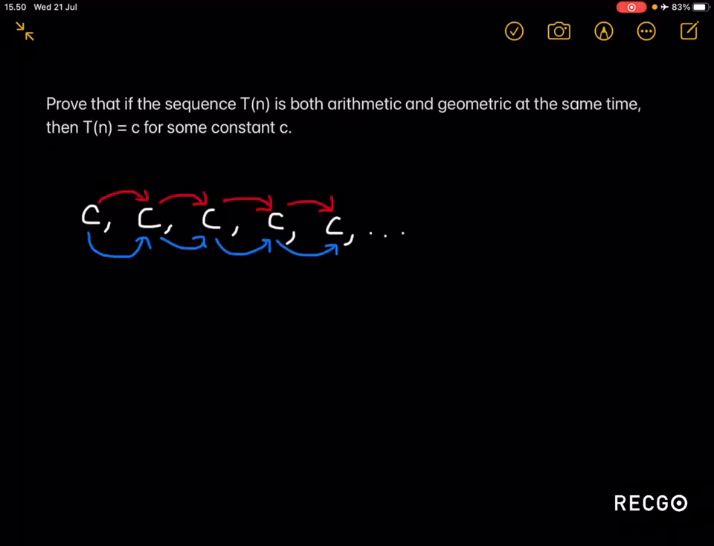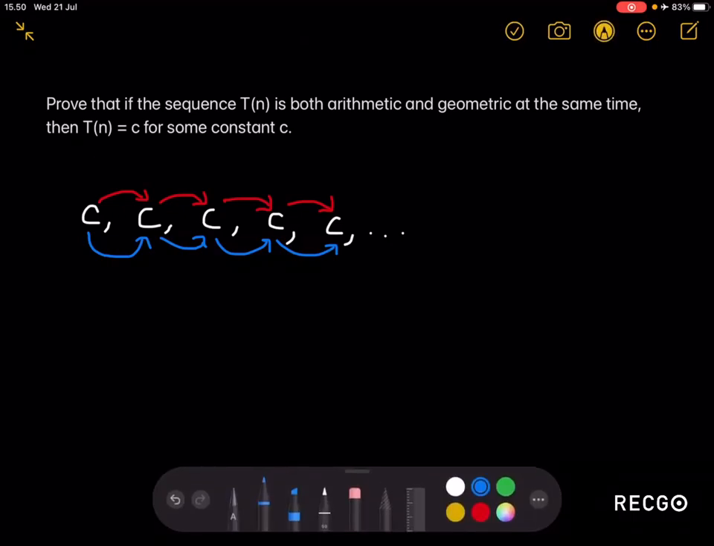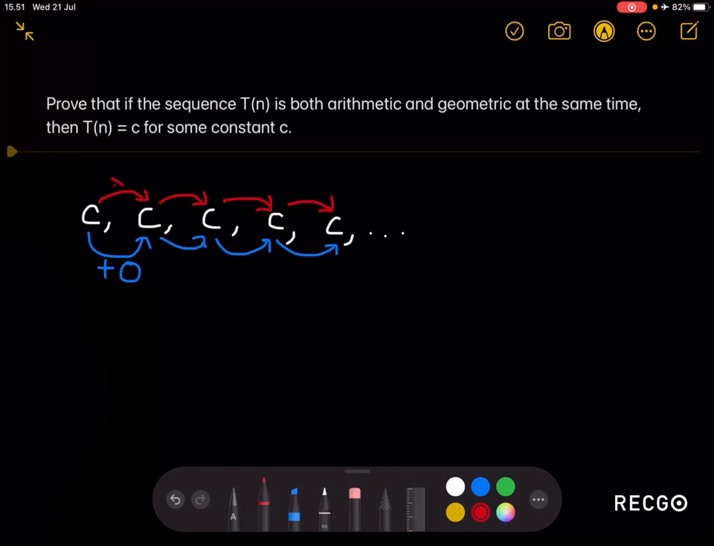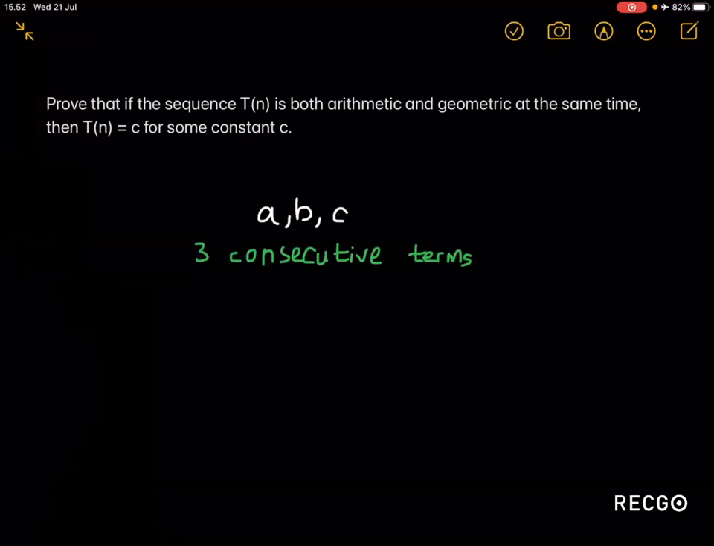Now if we were to write the first few terms of T of n as follows, we have C, C, C, C, C, and so on. One can notice that the sequence here is an arithmetic sequence with a common difference of 0, as well as a geometric sequence with common ratio of 1. Now let's get into the proof.